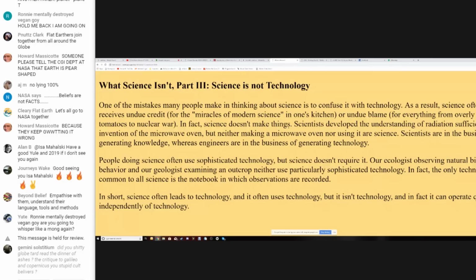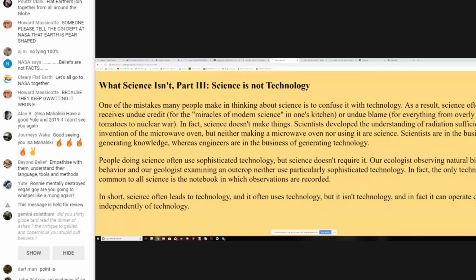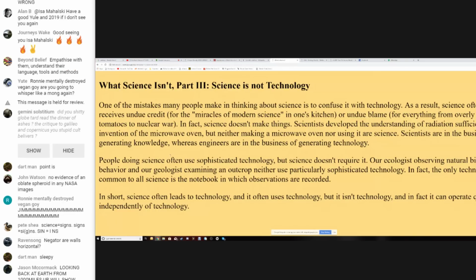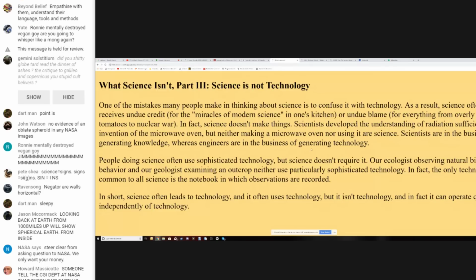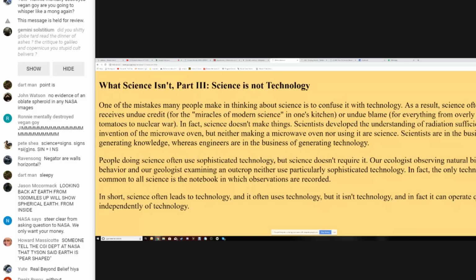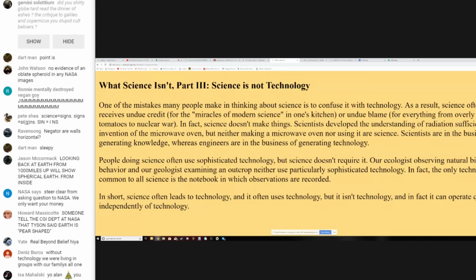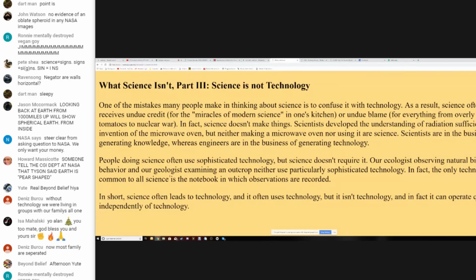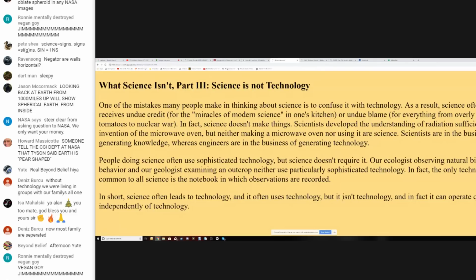In fact, science doesn't make things. Scientists developed the understanding of radiation sufficient for the invention of the microwave oven, but neither making a microwave oven nor using it are science. Scientists are in the business of generating knowledge, whereas engineers are in the business of generating technology. People doing science often use sophisticated technology, perhaps spectroscopy, but science doesn't require it. Our ecologist observing natural bird behavior and our geologist examining an outcrop neither use particularly sophisticated technology. In fact, the only technology common to all science is the notebook in which the observation is recorded. In short, science often leads to technology, and it is often using technology, but it isn't technology.